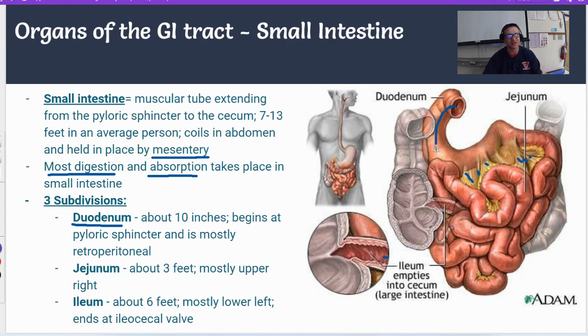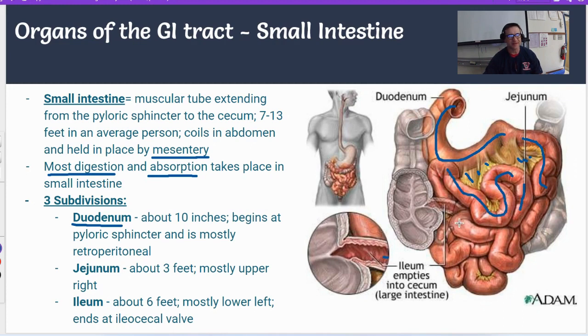So it's only about 10 inches long, so it's right here, kind of curves around your stomach, and also the pancreas would be right in here. So the duodenum, then you have the jejunum, which is the upper part, mostly upper left. I know that's right looking at it, but if that was your small intestine, it'd be on your left side. So up here would be mostly jejunum, all of this. It's about 3 feet in length.